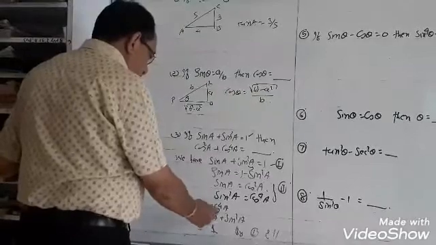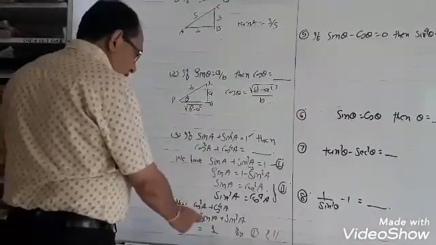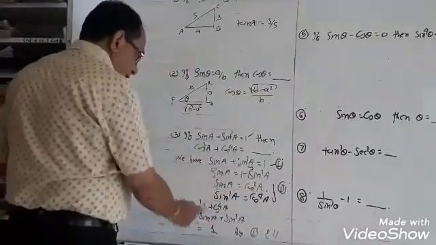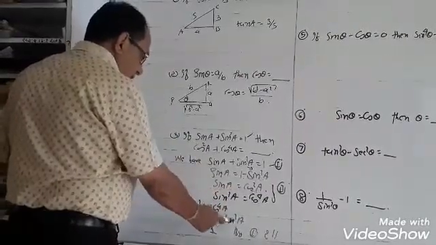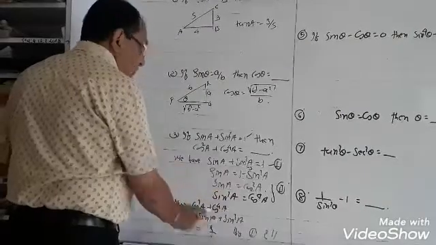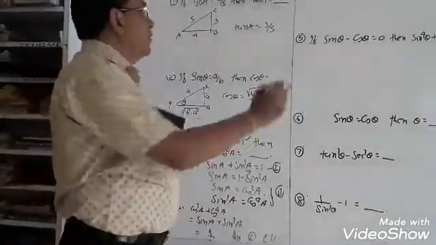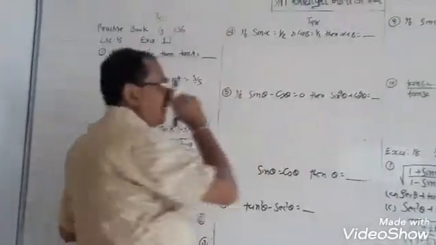Now cos square A plus cos raised to 4 A. Cos square A is equal to what? Sin A. Cos raised to 4 A is equal to what? Sin square A. Sin A plus sin square A is equal to 1. Get it? Sin alpha is equal to 1/2.